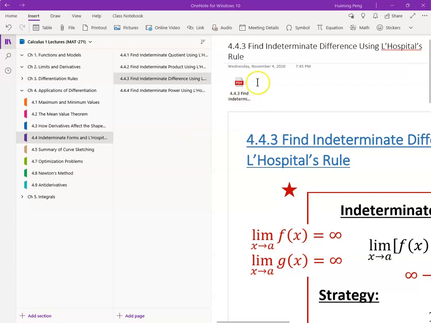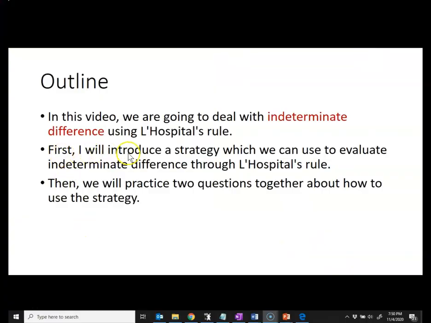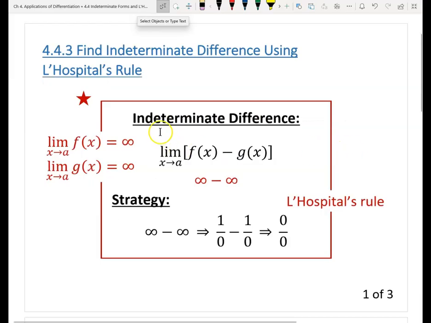In this video, we are going to deal with the indeterminate difference using L'Hopital's rule. Let's see the outline. First, I will introduce a strategy which we can use to evaluate the indeterminate difference through L'Hopital's rule. Then we will practice two questions together about how to use the strategy.